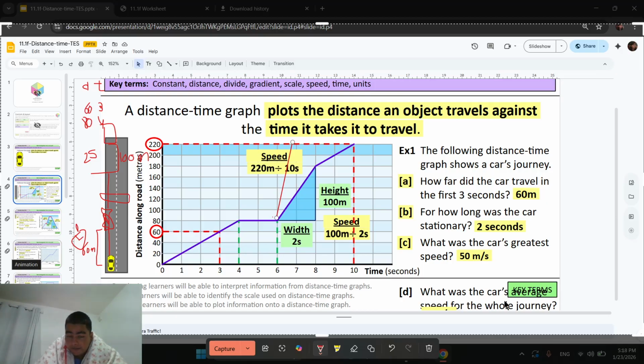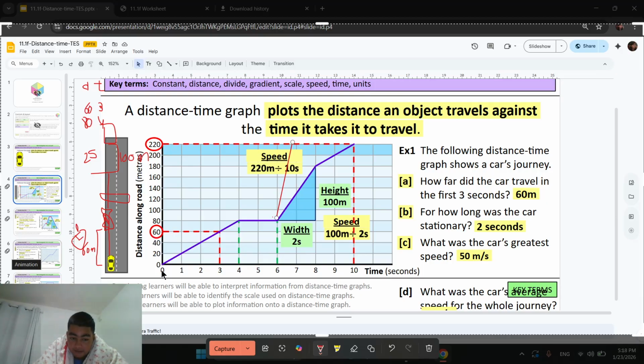So finally, our last question is, what's the car's average speed for the whole journey? Average speed means the total distance traveled divided by time taken by the car to travel that distance, right? The total distance traveled: it started at this 0 point, moved all the way in different places, and reached over here. The maximum distance this car traveled was 220 meters, and the time it took was 10 seconds, right?